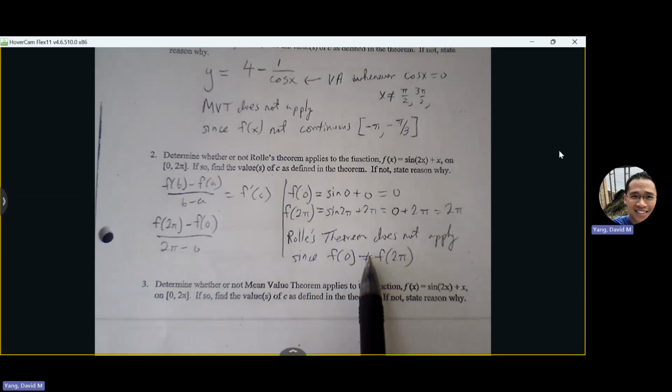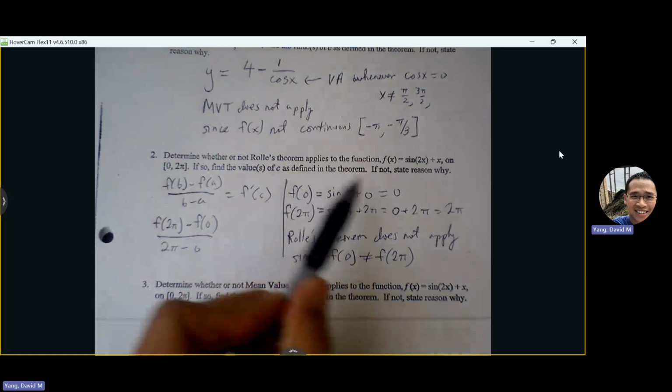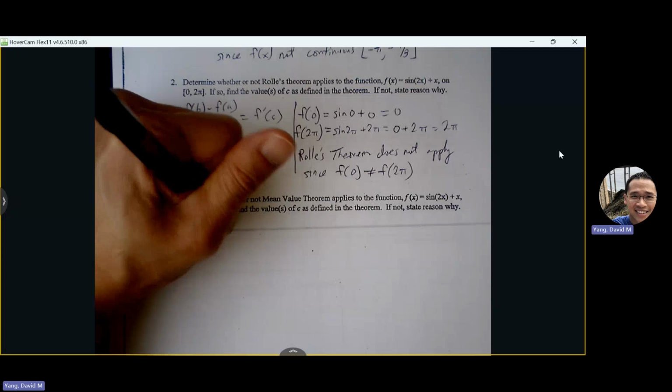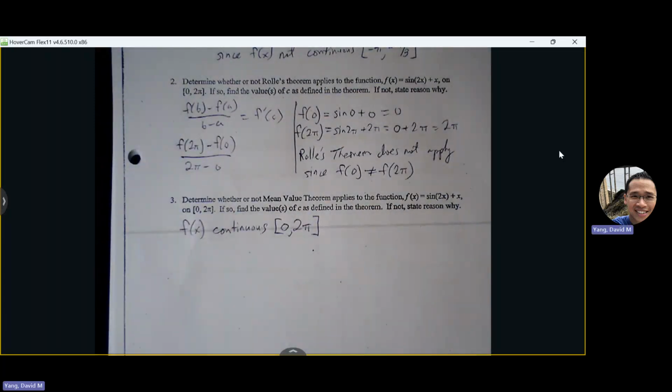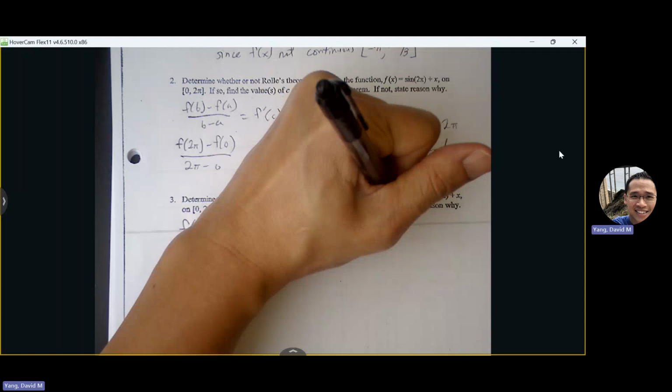So we said that this doesn't work for Rolle's theorem, but it works for mean value theorem. So that's going to be basically what number 3 is. Number 3 is the same problem as 2, but it just says, does mean value theorem apply? So we'll just continue on with this problem. But I'm going to go ahead and list out my conditions, because mean value theorem will apply since both conditions will pass. So let's say our function is continuous on the closed interval with brackets. Function is differentiable with open parentheses.